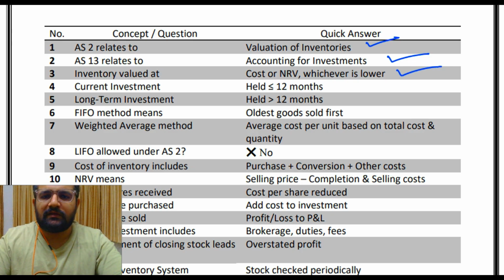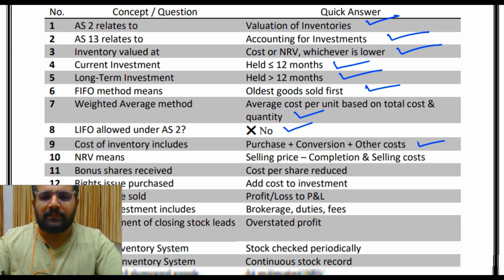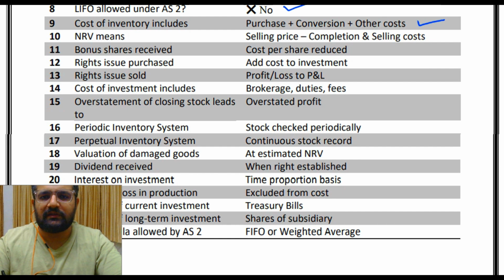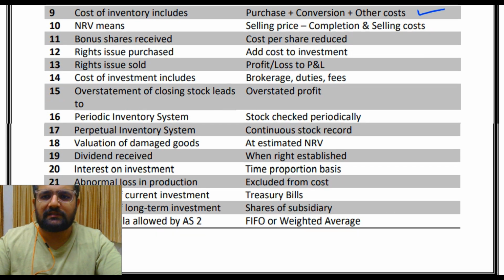Inventory is valued at cost or net realizable value, whichever is lower. Current investment is held less than or equal to 12 months. Long-term investment is more than 12 months. FIFO, that is first in first out, means oldest goods sold first. Weighted average method is average cost per unit based on total cost and quantity. Is LIFO allowed under AS 2? Last in first out, no. Cost of inventory includes purchase plus conversion plus other costs. NRV means net realizable value: selling price minus completion and selling cost.